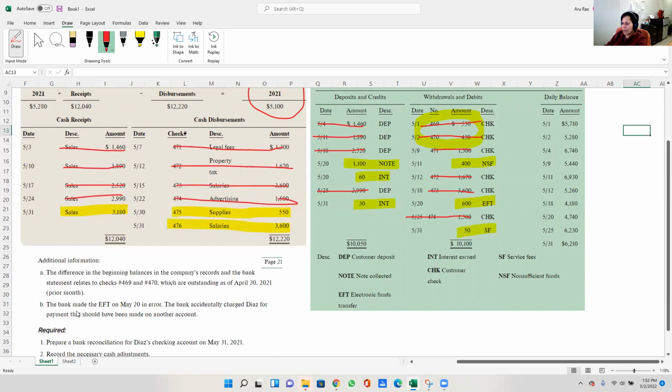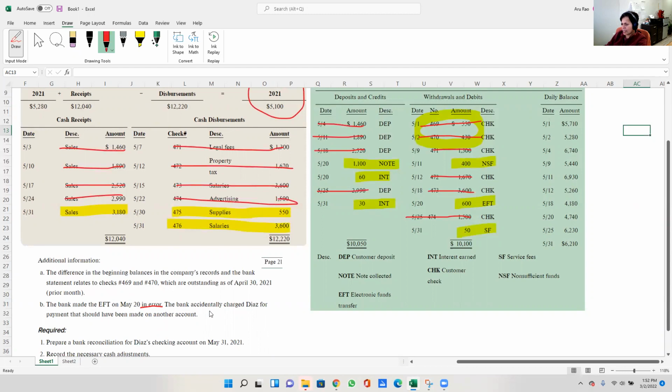Then they tell me that the bank made the electronic funds transfer on May 20th in error. This is very important. The bank made a mistake. In the past, I would have said banks rarely make mistakes. However, these days, it's not uncommon for banks to make mistakes, and you need to be vigilant and check for that. And that's exactly what happened.